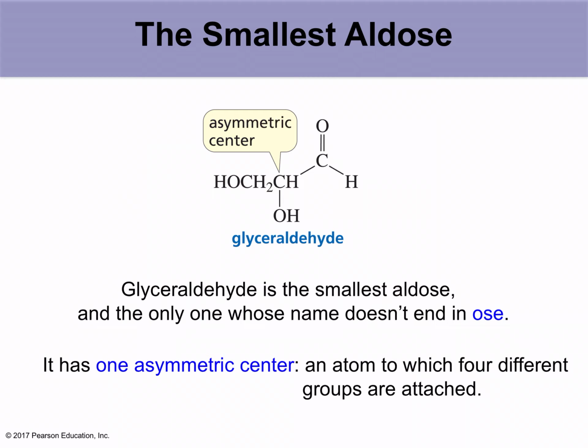The smallest aldose, and any sugar name ends in ose. Okay, aldose means since it ends with an aldehyde. So this is the smallest aldose, which is glyceraldehyde. So glyceraldehyde is the smallest aldose and the only one whose name does not end in ose. The rest will end in ose. Okay. So this is glyceraldehyde. It also has an asymmetric center, meaning there are 4 different groups or atoms attached to the carbon. This has an OH group, it has a hydrogen, it has a CH2OH group, and it also has this aldehyde group. So it is an asymmetric center.